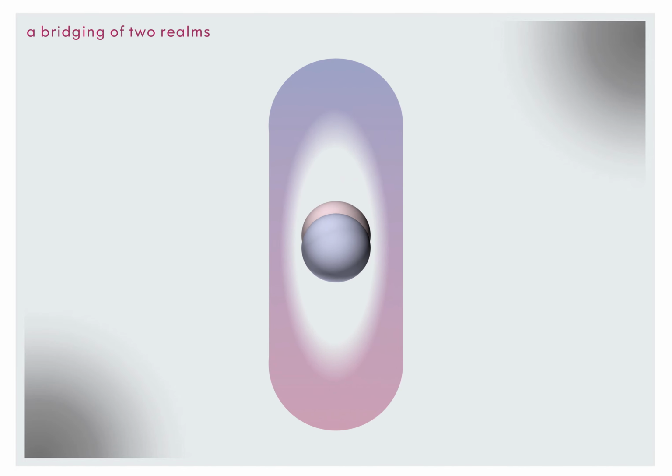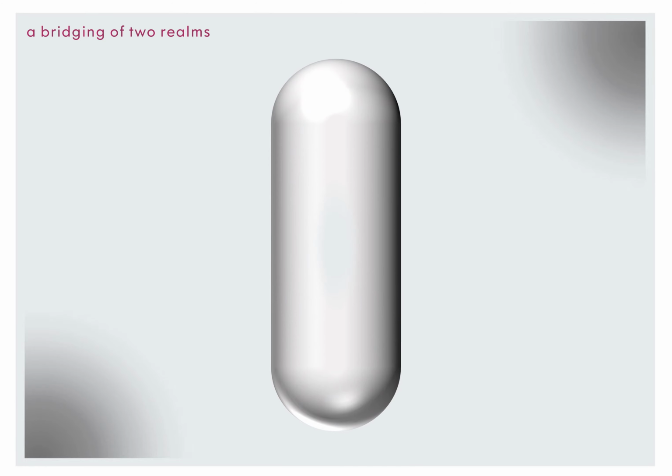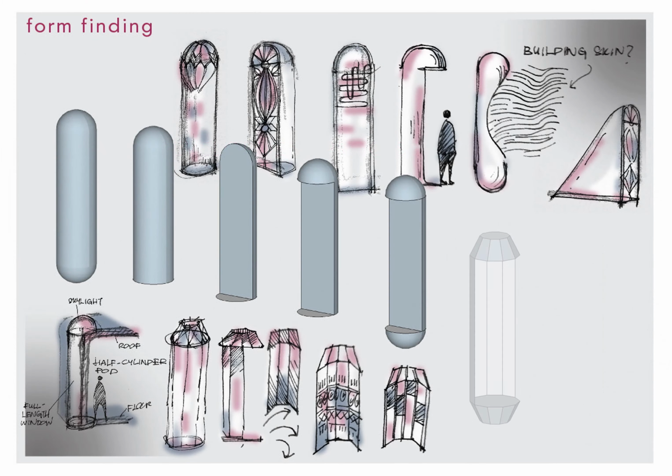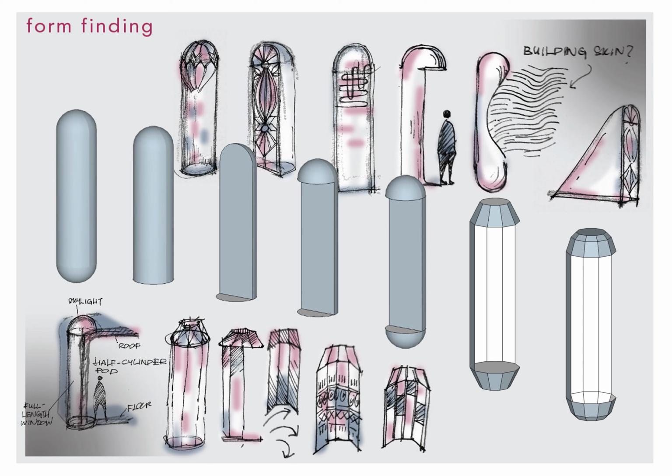As a corresponding analog to the predetermined language of ornamentation, the building element is designed to portray the connection between two realms, hence the merging of two spheres to form a cylindrical pot. Through more experimental sketches, the cylinder is then further molded into its decagonal shape, in which panelization and flattening of the curved surfaces are able to facilitate the repetitive reflection of light and enable a kaleidoscopic function.